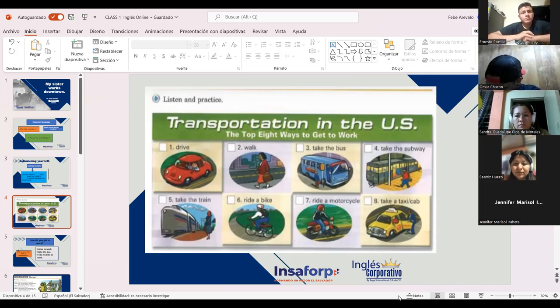Let's go with Beatriz Hueso, que dijo que abrió su micrófono, pero no alcancé a ver al principio. Right, action. Okay. 1, drive, walk, take the bus, take the subway, take the train. A bicycle, right? A motorcycle, take a taxi, take a cab. Excellent, thank you, Miss Hueso.